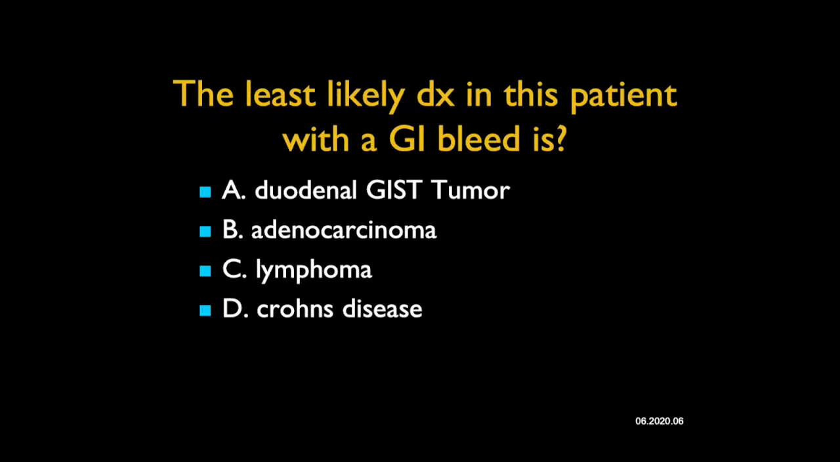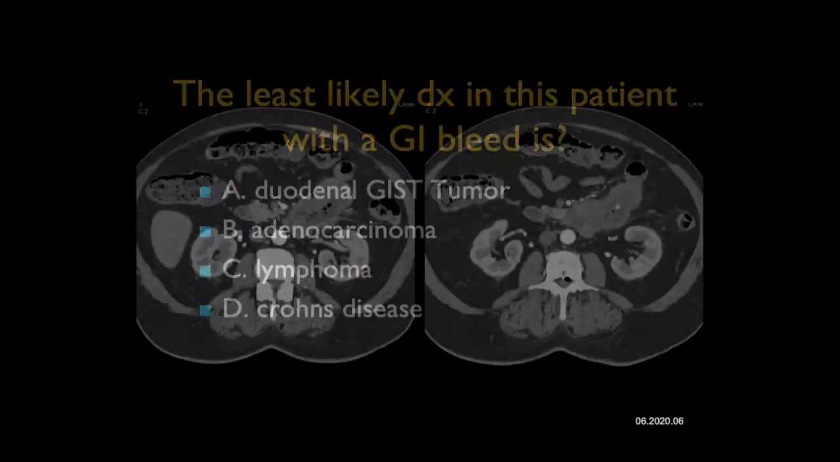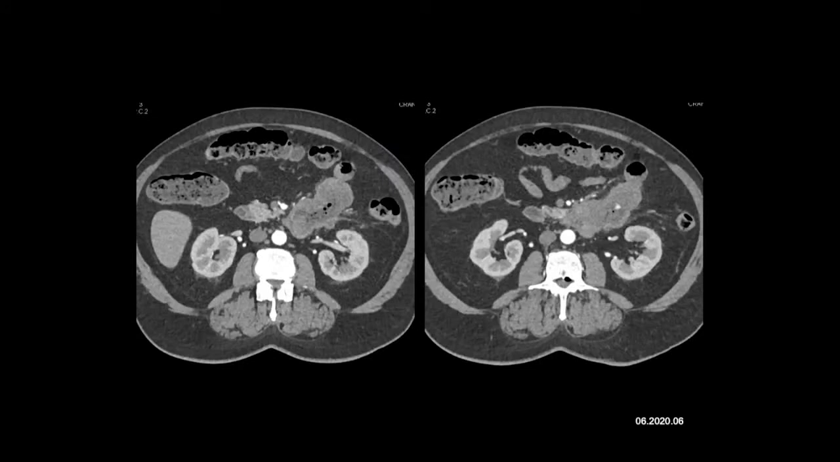This patient presented with a GI bleed. What's the cause? You see this bulky mass involving the fourth portion of the duodenum to the jejunum. There's actually active extravasation present.